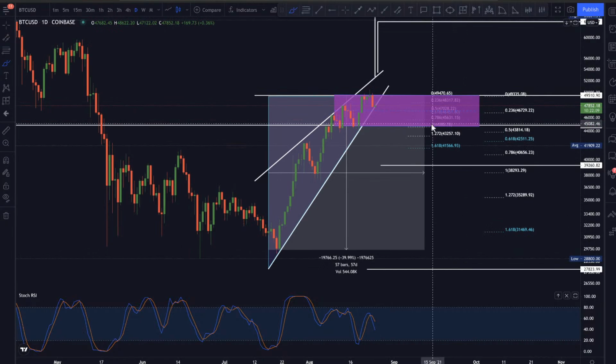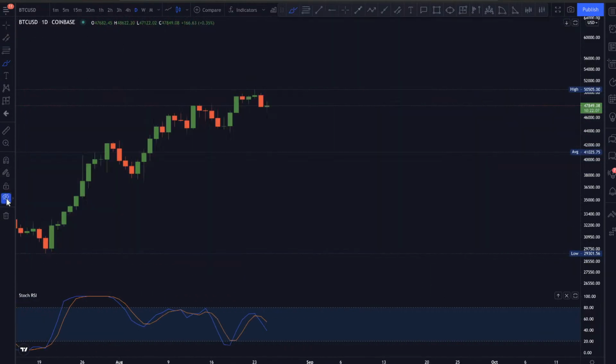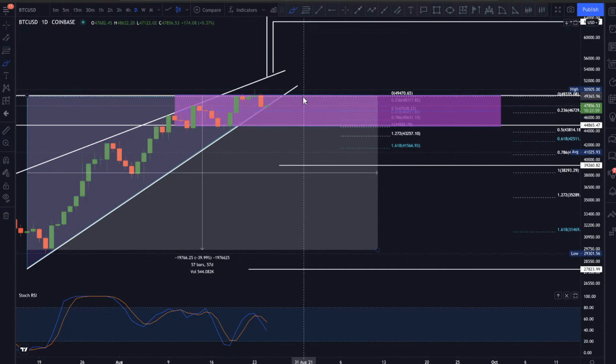And so far, as you can see, we're testing that particular line. We're testing this particular zone, and if we can hold it, we're great. We might go and test the above level, but if we don't, then of course, we're coming down again. You know what I mean? We're coming down again.